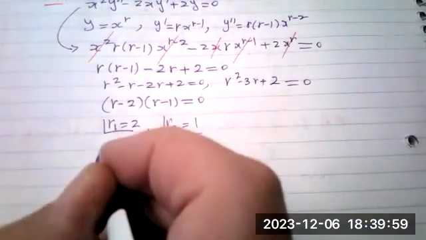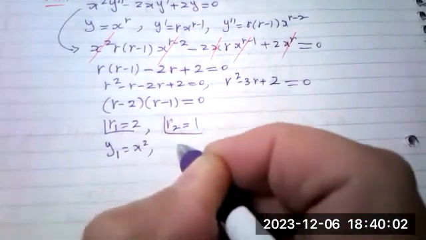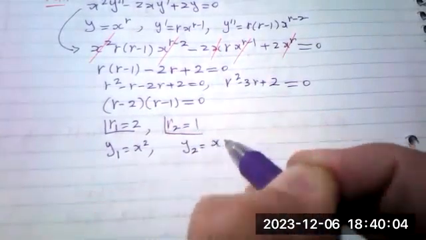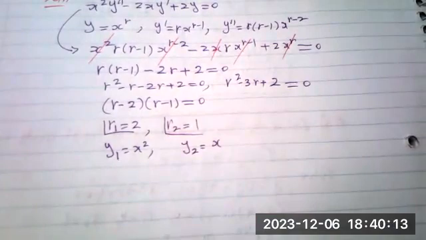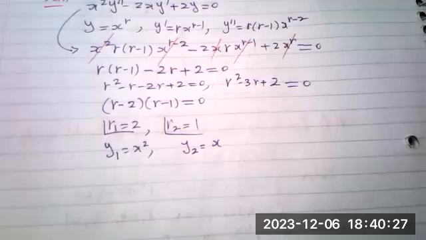Corresponding solutions, y1 is x squared, y2 is x. Okay, when the solution is not repeated, this is the solution. What is the formula if the solution is repeated? It's x to the r, and the second one is x to the r ln x. So if the first one is x squared, the second one will be x squared ln x. Okay, so this is the way we do the solution.